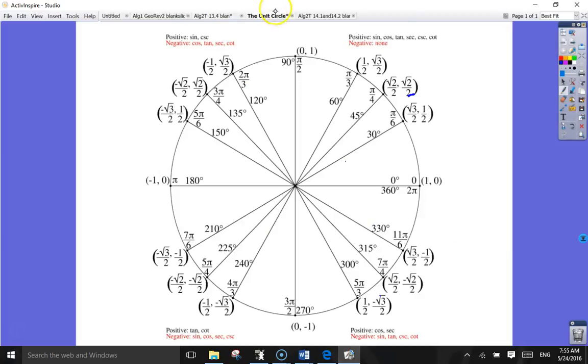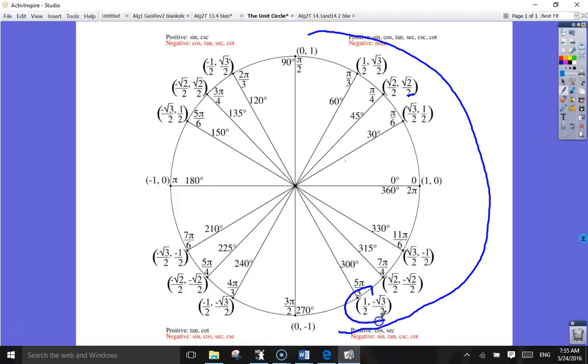Because it's tangent, we're only going to be looking in these two quadrants. Where is it that we get some combination of negative square root of 3 over 2 over 1/2, or positive square root of 3 over 2 over negative 1/2? Isn't it right here? If I divided negative root 3 over 2 by positive 1/2, I would get negative square root of 3. So the answer is 5 pi over 3, or 300 degrees.